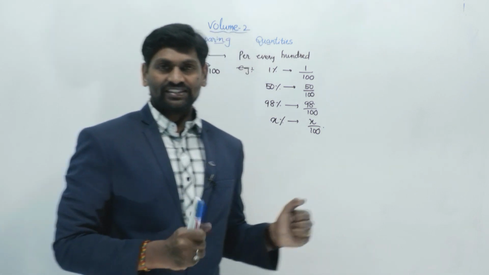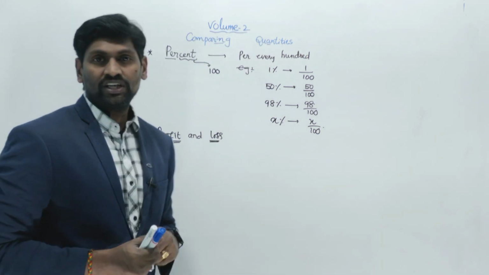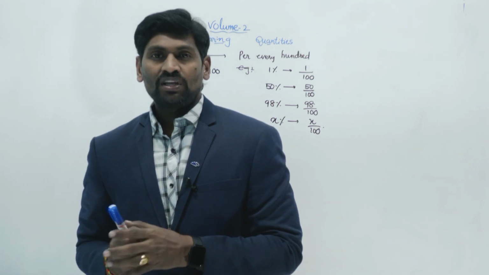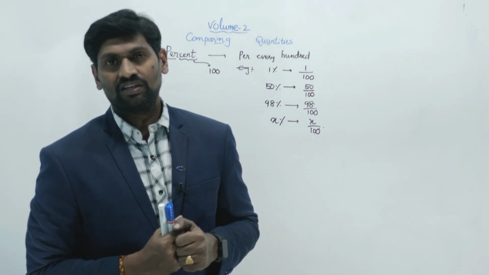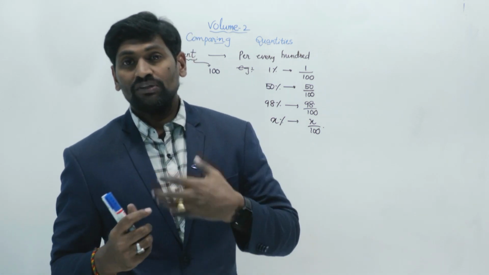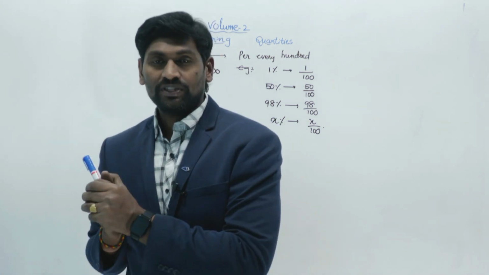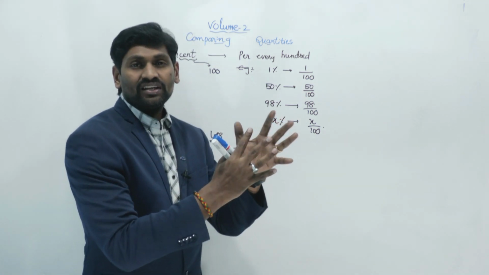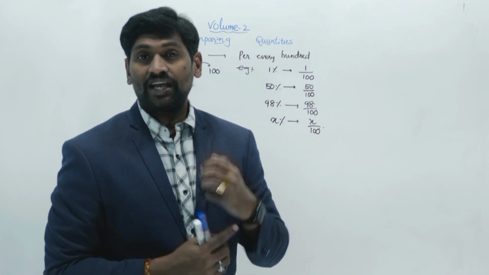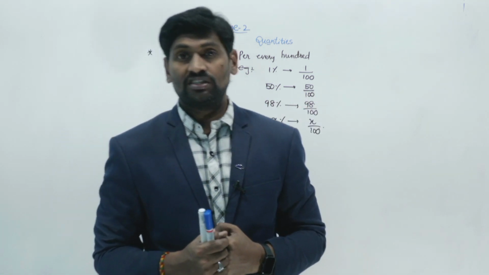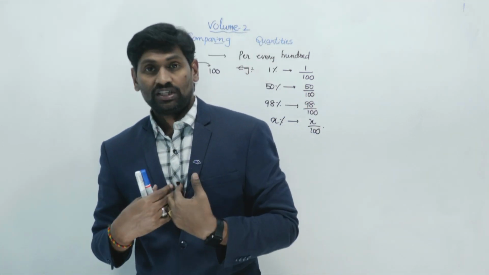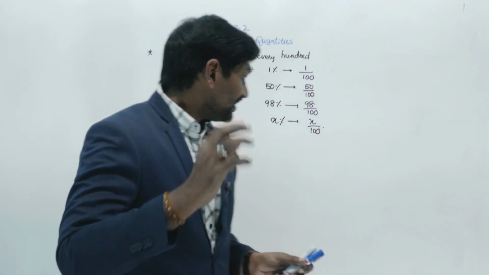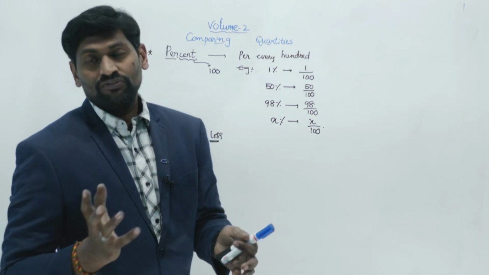Okay, now. For example, what is profit? When you get a profit, for example, I bought a motorbike for 50,000 rupees and I sold it to some other person for 70,000 rupees. That means I spent 50,000 and I sold it for 70,000. That means I sold it for more than the cost price, then I will get the profit. I got a profit of 20,000 rupees. Clear?